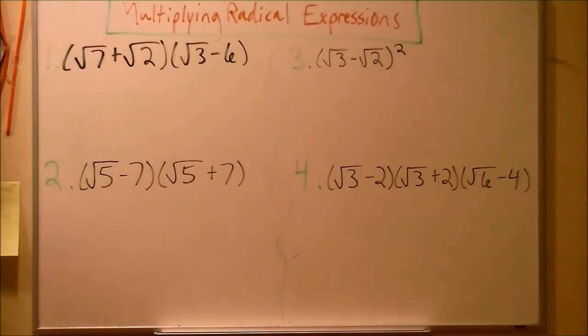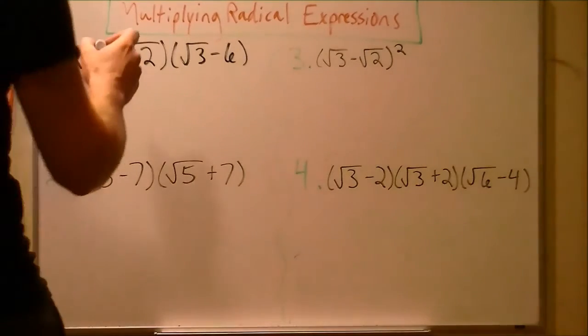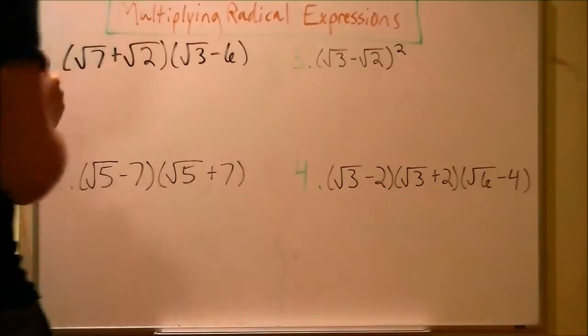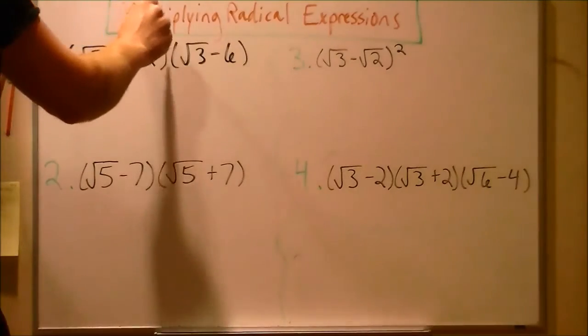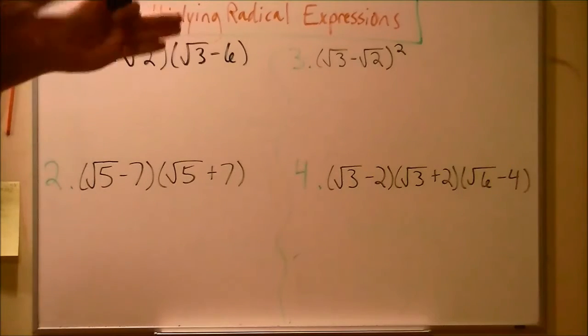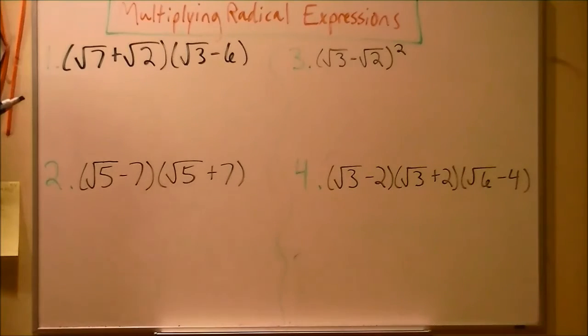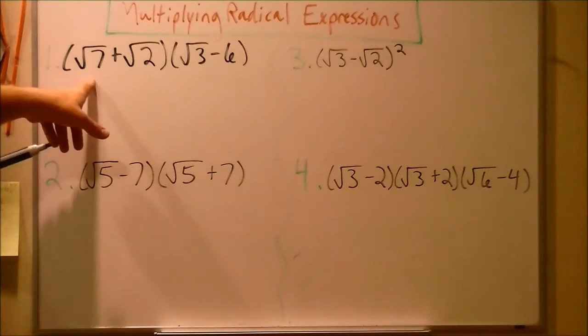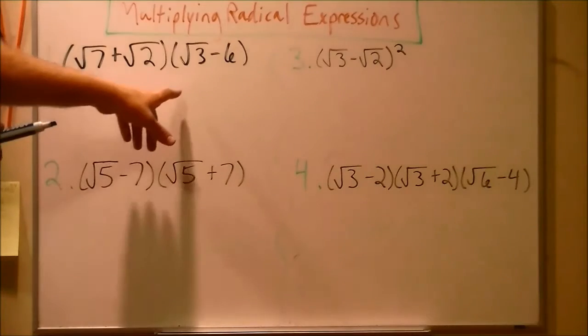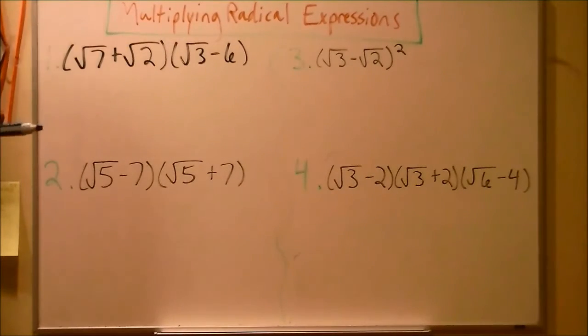Number 1, multiplying radical expressions. Guys, all I'm going to be doing is FOILing. I'm going to multiply this times this, this times this. Try to stay out of your way here. This times this, that times that. I'm not going to draw those lines because our space is so limited, and I don't want to make it any more jumbled than what it already gets anyway. So I have the square root of 7 plus the square root of 2 in parentheses times the square root of 3 and then just minus 6.